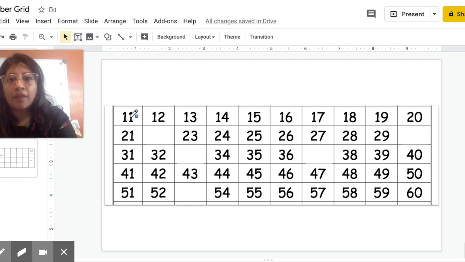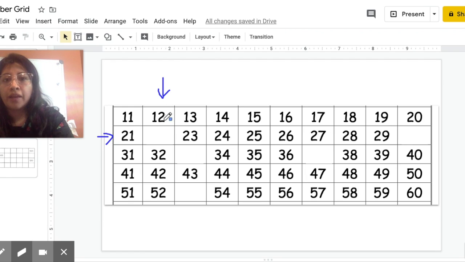If I have 11, 12, 13, 14, 15, 16, 17, 18, 19, 20, I have 21, something's missing, and 23. What do you think is missing? Well, we can do it one of two ways. We can go down the column to figure it out, or we can go across and use the row. If I go down the column, I can say I know that this has a 2 at the end or in the ones place. So this must have a 2 in the ones place.